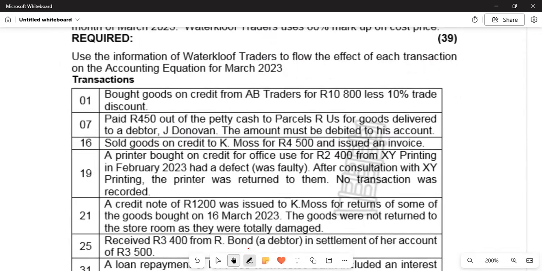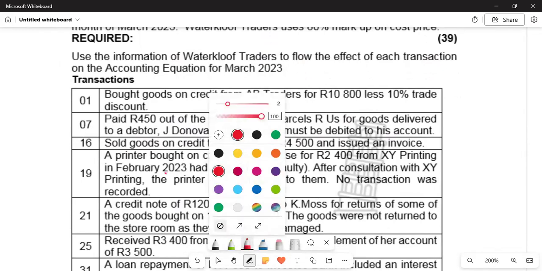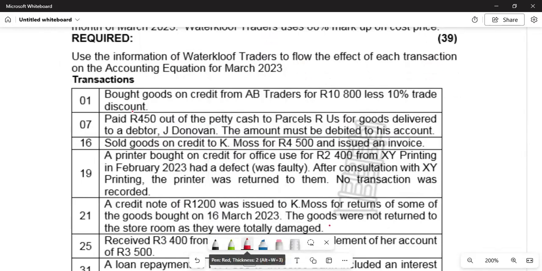The first transaction reads as follows: bought goods on credit from AB traders for 10,800 less 10% trade discount. So now we want to know the accounts that you are going to debit and the accounts to be credited.